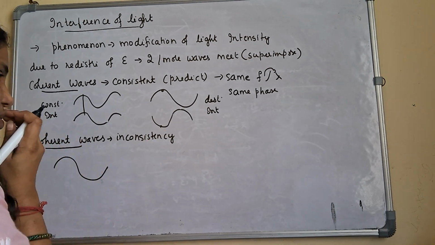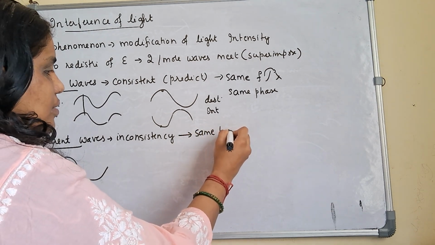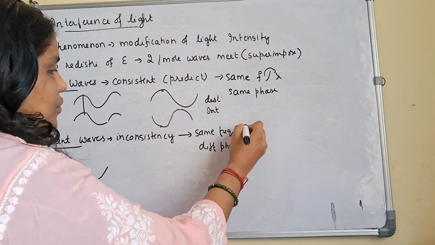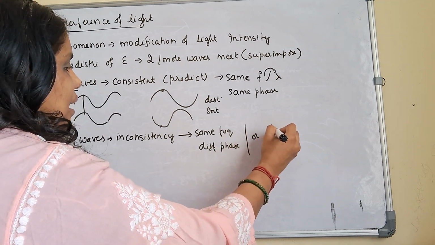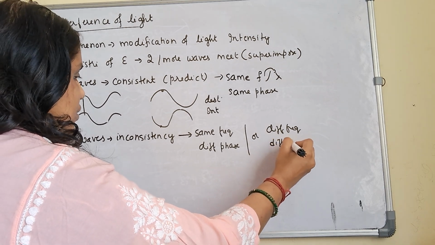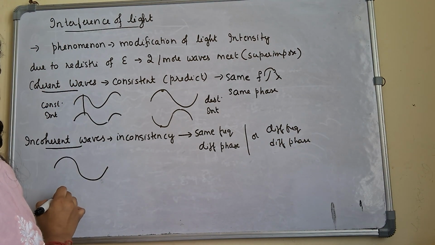Let us assume they are of the same frequency. Now, if I have to write the condition, there are two categories: same frequency and different phases, which means they have a phase difference, or different frequency or wavelength and different phases. Now what it simply means is, look at that.